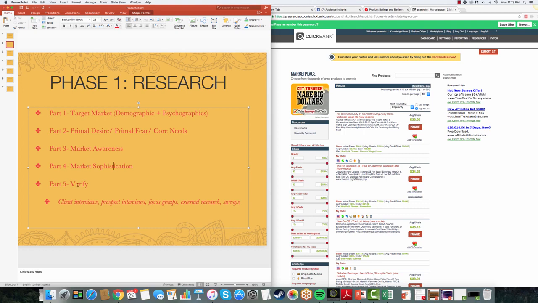The fifth part of the research phase, once you're done with all of that stuff, is to verify. So you've done all of this research, you've compiled all your stuff, you've got your primal desire, everything pulled together here. Now you have to verify it. Verifying can be a lot of different things. Either you go talk to your client and verify some of the research that you found with their personal experiences, if they know their market really well. You can interview some of your perfect target market. You can actually talk to the people who you're about to sell to and ask them these questions and see if it matches with what you have here.